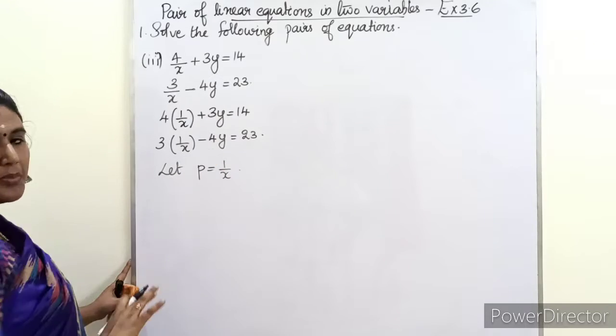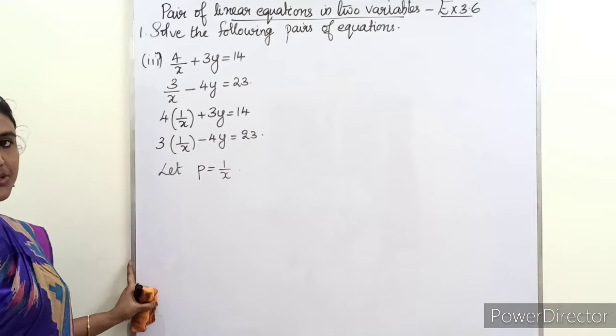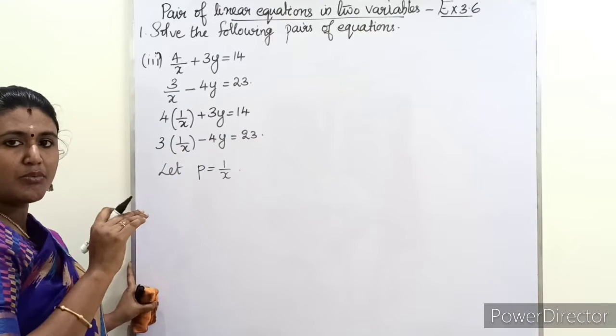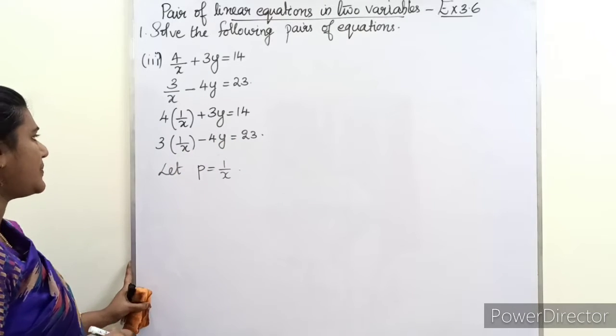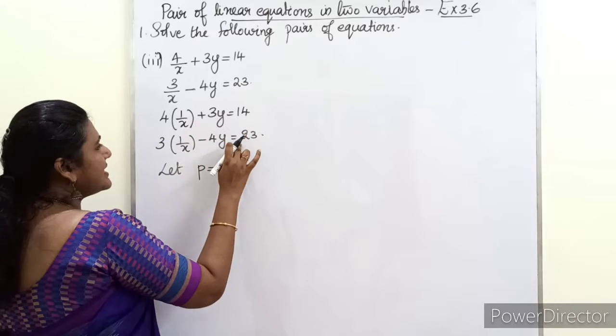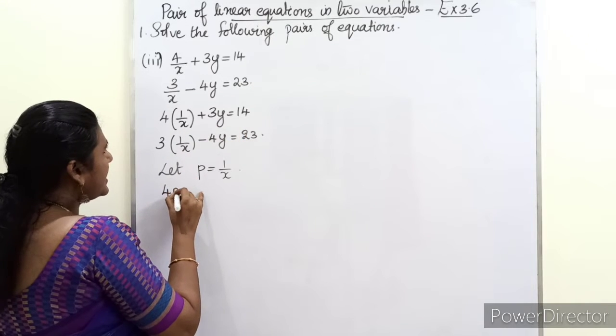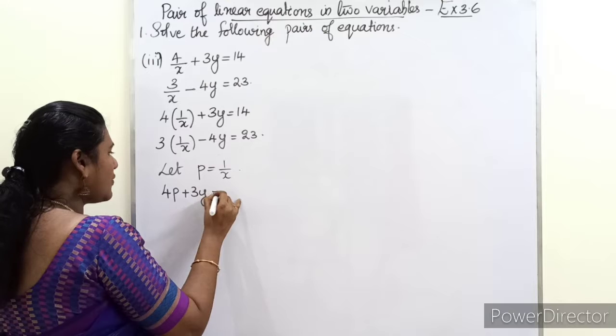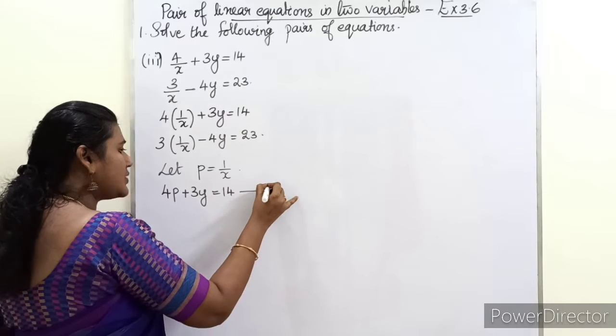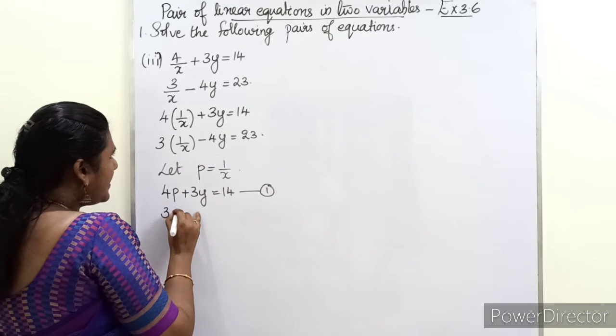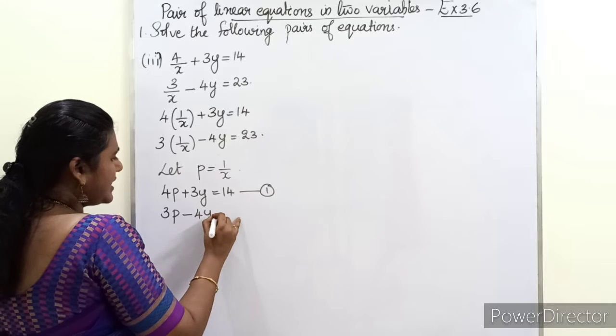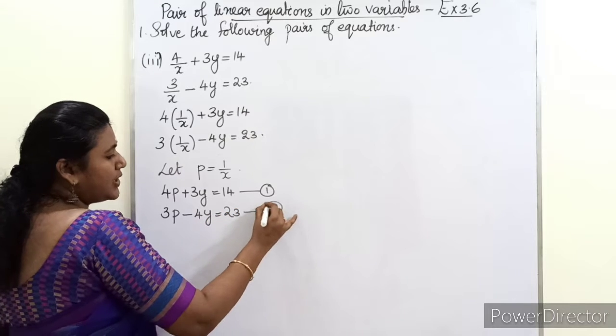Here y is in the numerator, so we need not give any substitution for this variable. So 1 by x we will substitute as p. So we can rewrite this equation as 4p plus 3y is equal to 14. This is the first equation. And 3p minus 4y is equal to 23 is the second equation.